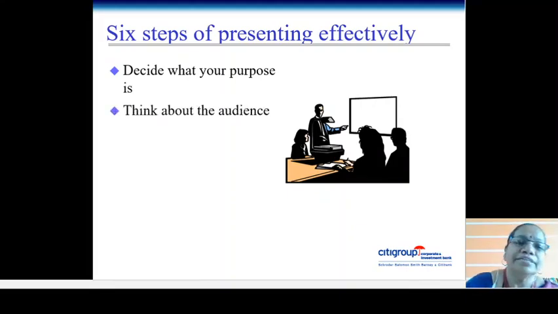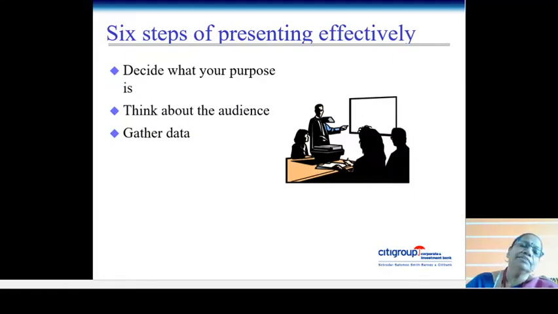Think about the audience. First of all, one has to think about the audience, the age group of the audience, the gender of the audience, how many people are there, those who are listening to you or watching your presentation. So first of all, you have to think about the audience, whether the audience are teenagers, small children, women, old people, or whether the audience are from a fixed community or a fixed field.